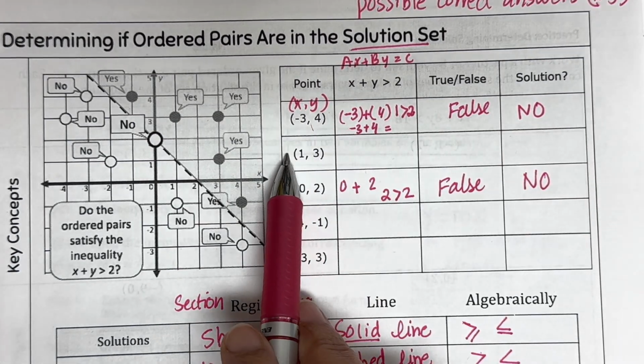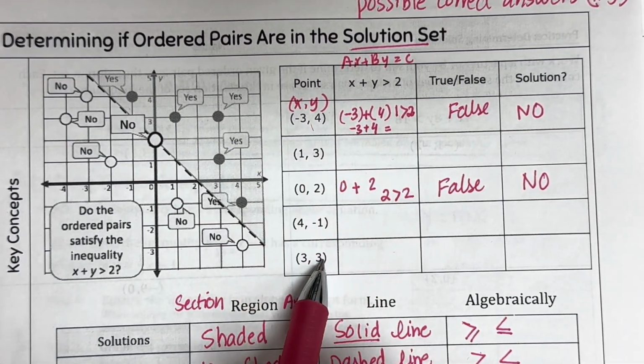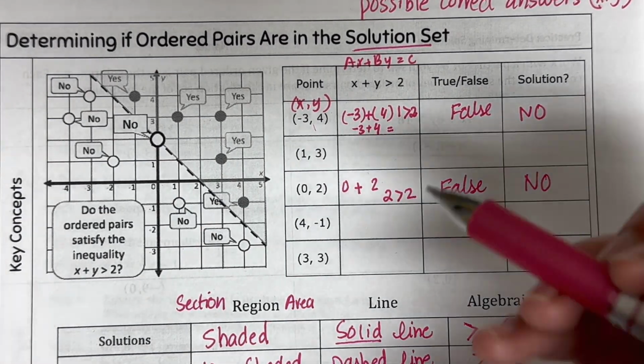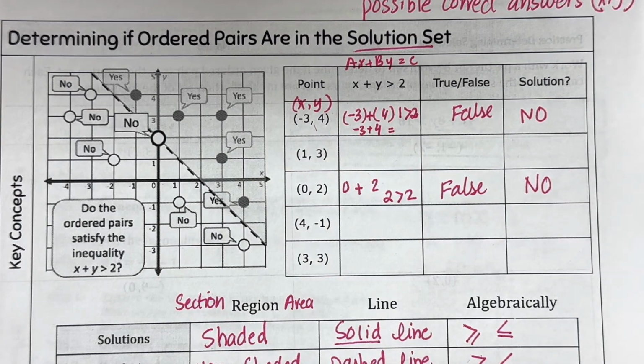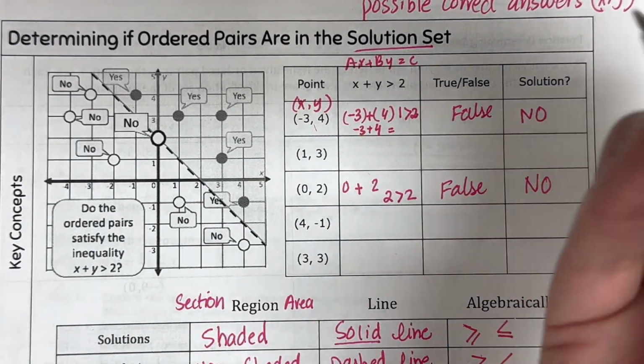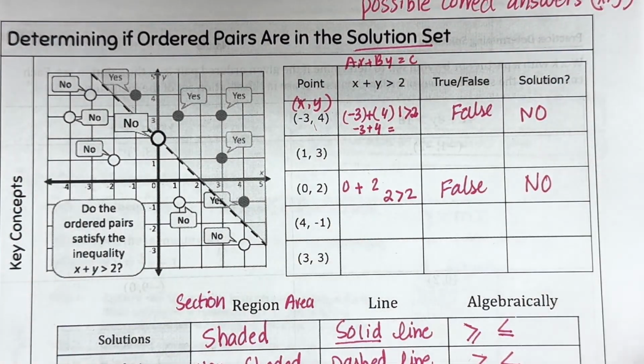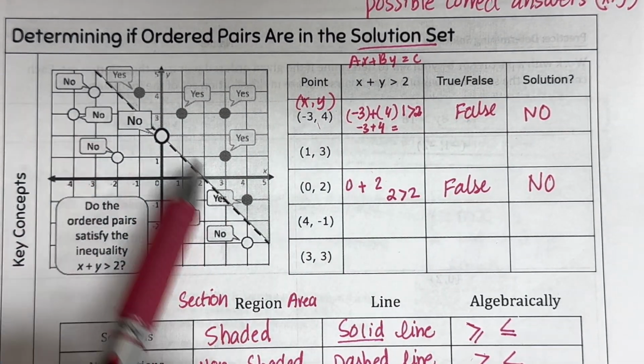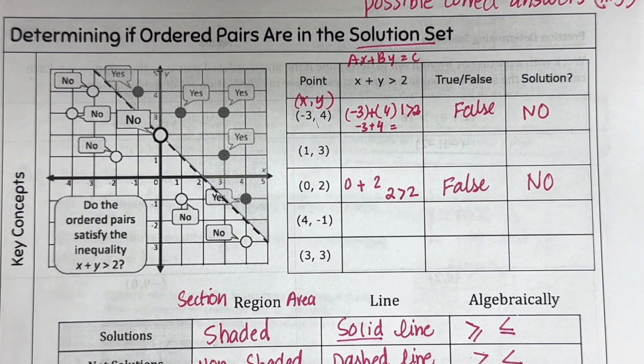So you should be able to do these 3 by yourself. Plug in the numbers, use the calculator, and see whether it works or not. Now this is one way you can check whether it is a solution or not. The second method that you can use is you can draw the line. I have my line, and then you can shade the area.